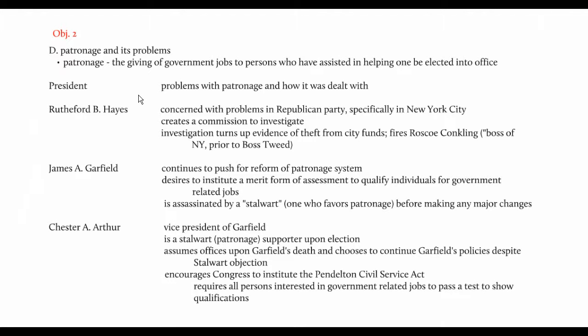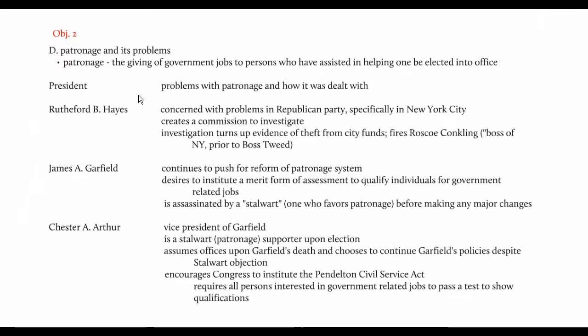It's a merit test. To keep the entire Republican Party happy, they nominate Chester Arthur, who is a stalwart in favor of patronage, as the vice president, and because of that, Garfield gets the nomination and Republicans win the presidency. Unfortunately, Garfield is shot by someone who claims that he should have been given a job by Garfield. I voted for you. You're supposed to give me a job. So that's what patronage does.